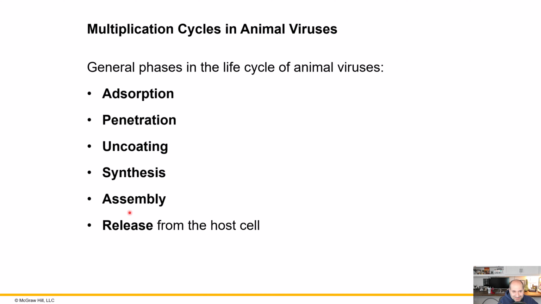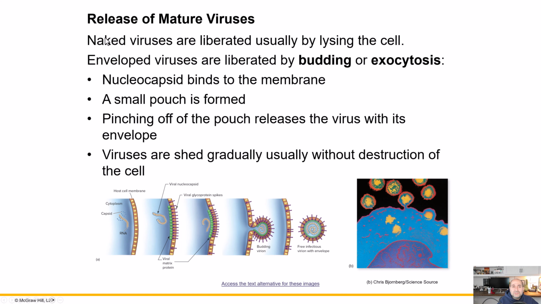Again, now we've touched on all the parts of the multiplication cycle of animal viruses, including adsorption, penetration, uncoating, synthesis, assembly, and release. But let me go into a little more detail regarding release just to finish off this part of the chapter. During release of mature viruses or virions, naked viruses are liberated usually by lysing the cell, while enveloped viruses are liberated by either budding or exocytosis. This is the same thing, actually. Budding and exocytosis are interchangeable terms.